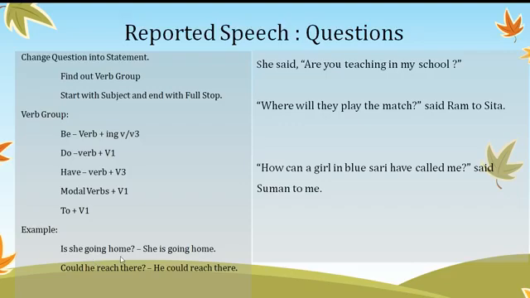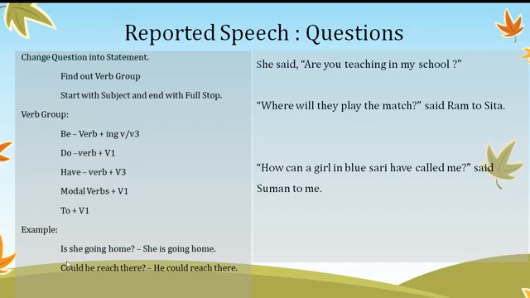Is she going home? Starting from auxiliary verb, ending with question mark. So first of all you have to find out the verb group. What is that? Is, the be verb. Be verb always takes ing verb. Look over here. What is the ing verb? Going. So is and going is the verb group.